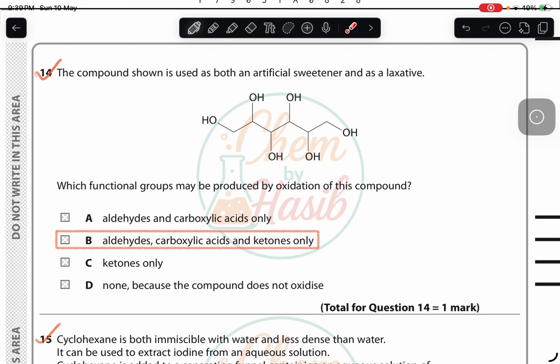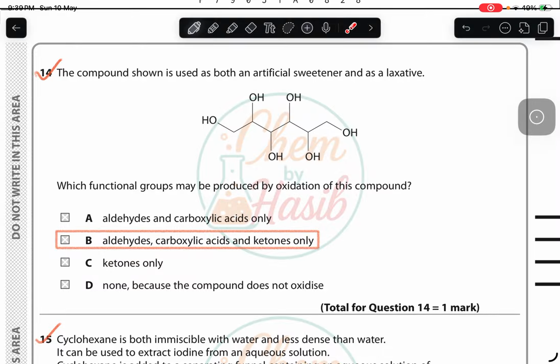If you oxidize, it's a primary alcohol. We have two primary alcohols here, so it can get oxidized to an aldehyde. It can also get oxidized to a carboxylic acid, because primary alcohols can get oxidized to a carboxylic acid or an aldehyde depending on the condition involved, and the condition is not mentioned here. So it can either turn into an aldehyde or a carboxylic acid.